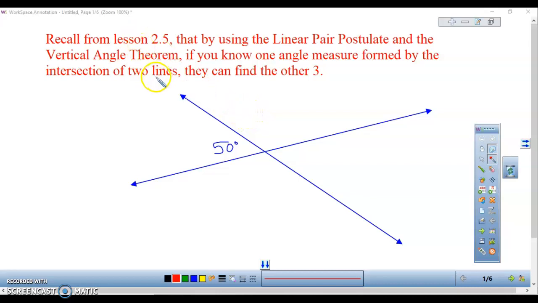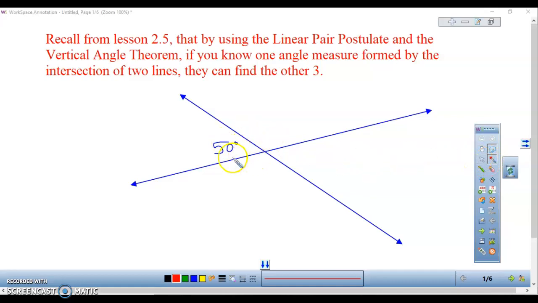But before we get there, I just want to recap what we learned from section 2.5. We know that by using the linear pair postulate and the vertical angle theorem, if you know one angle measure formed by the intersection of two lines, then you can find the other three. So let's just talk about what you learned.